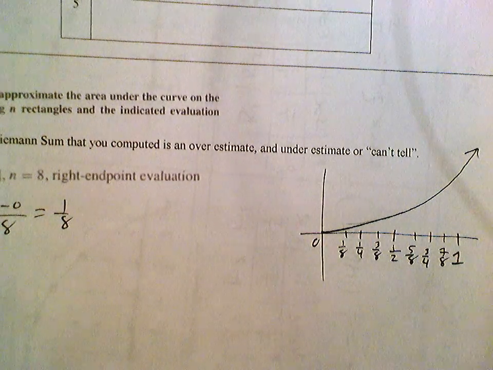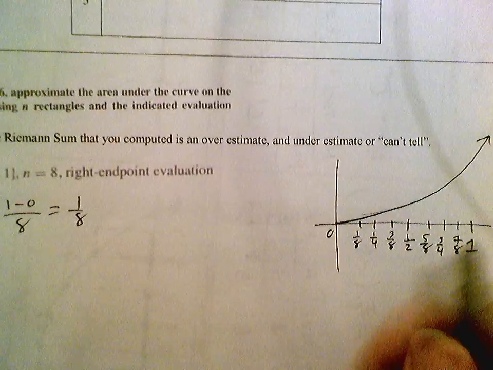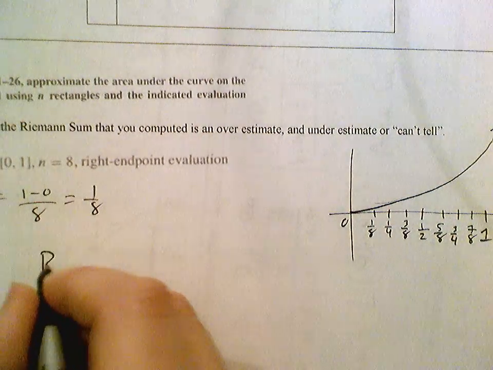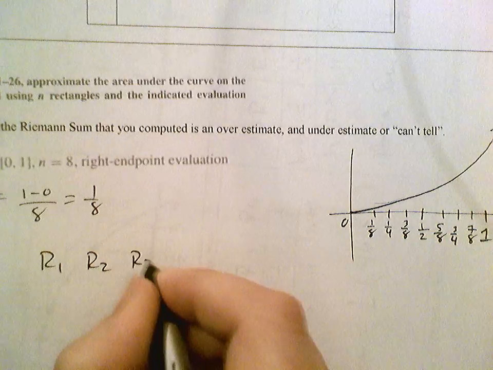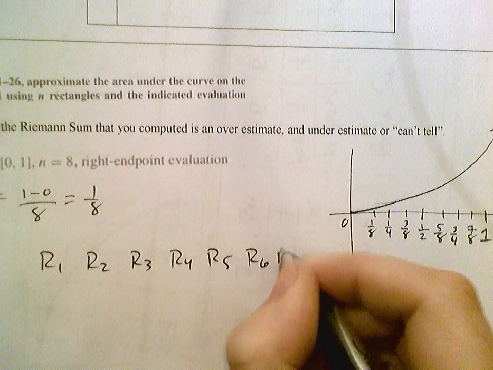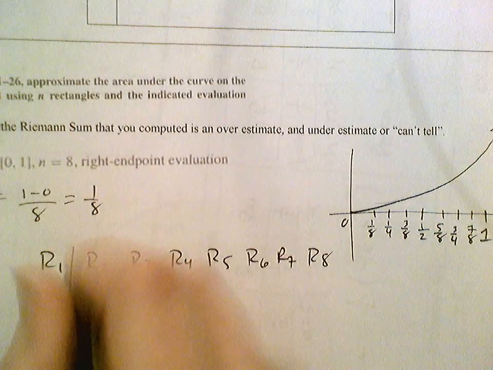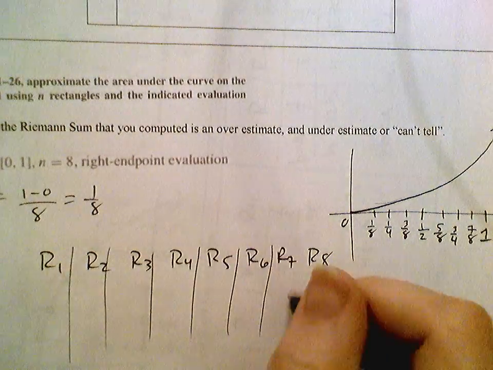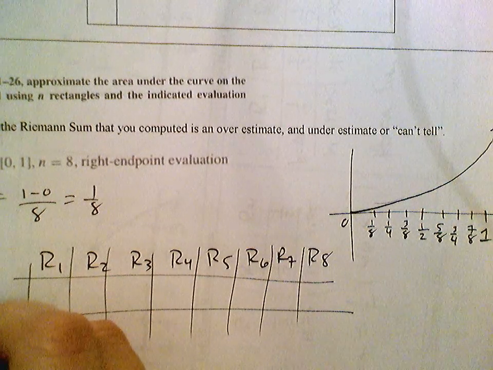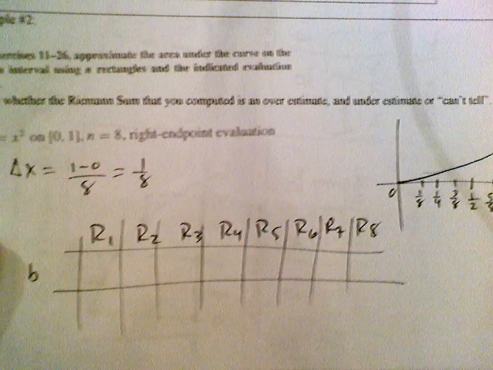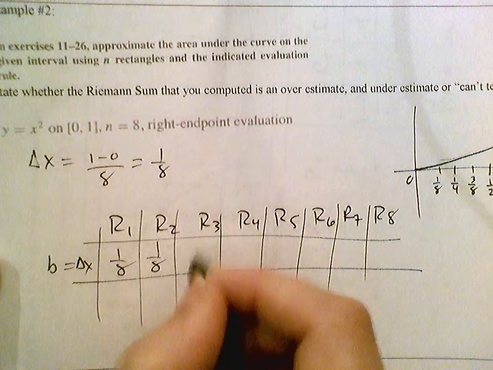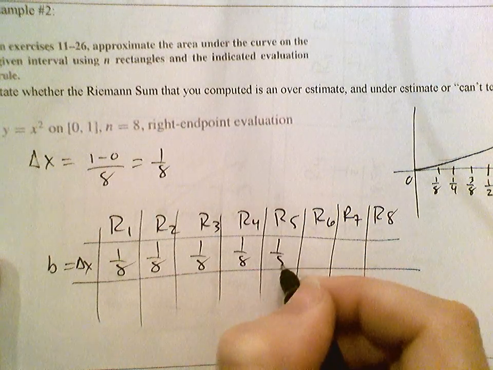And again, you could stop the video at any time if you've got this, okay? So I'll just draw my little rectangles first, and then we're going to have rectangle 1, rectangle 2, rectangle 3, rectangle 4, rectangle 5, rectangle 6, rectangle 7, rectangle 8. Okay, so just like that. Okay, so the base, whoopsie, if you can't see, equals delta x. So it's going to be 1/8 all the way down.